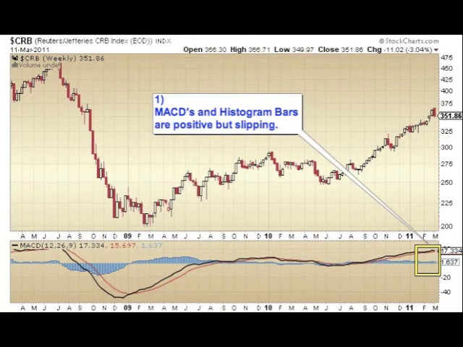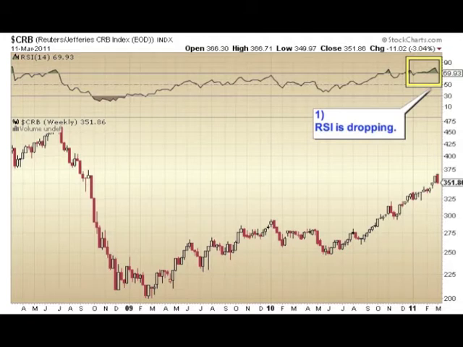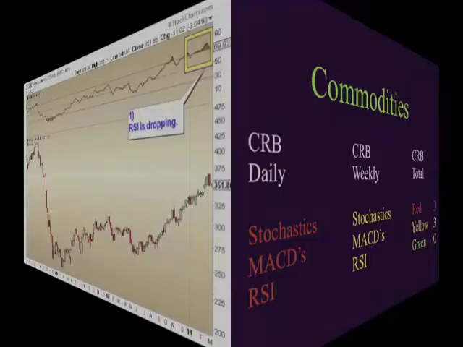And a look at the MACDs and the histogram bars shows us that we're losing a little bit of steam here. They're slipping a bit, but they are still positive. So we give this one a yellow mark here too. We're going to look at this one with a little caution. And up top, the relative strength index has been slipping a bit too, and it's falling below the 80 line, so we gave this one a yellow mark.